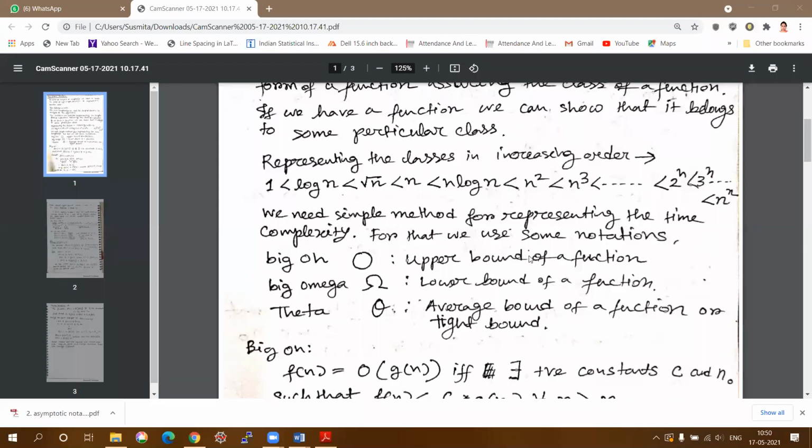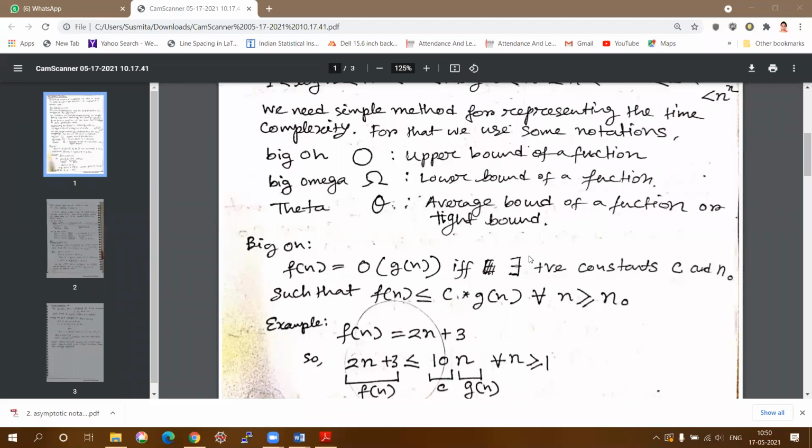Now, what we do is take help of some symbols, or asymptotic notations, to represent the complexity, as I told you. So what are the symbols? One is big O, one is big omega, and another is theta. Big O is represented by capital O, big omega is represented by capital omega, and the theta symbol, you know, we write this way.